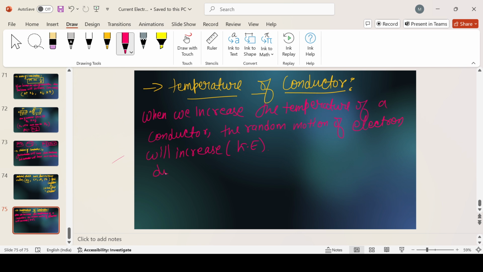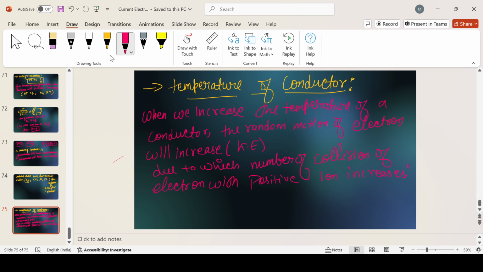Now, due to which, what happened? The number of collisions of electrons with positive ions also increases. Positive ions will increase. So now collisions will increase.